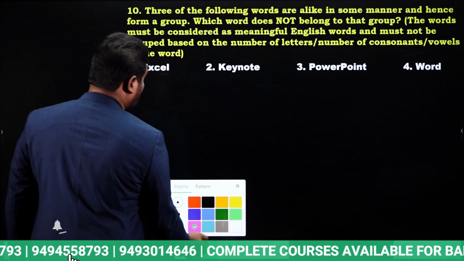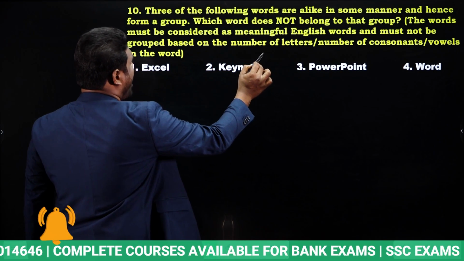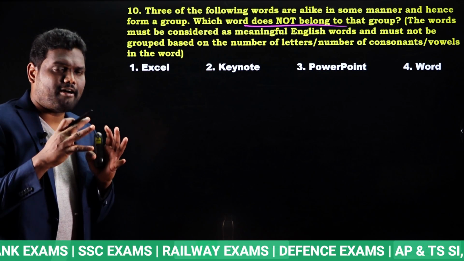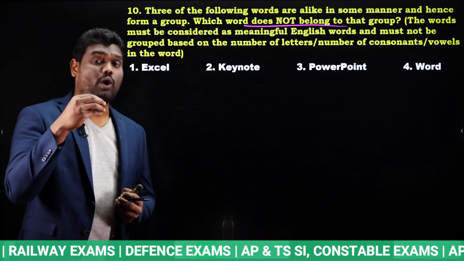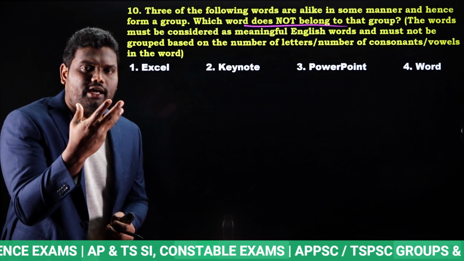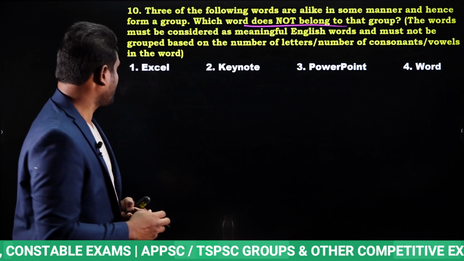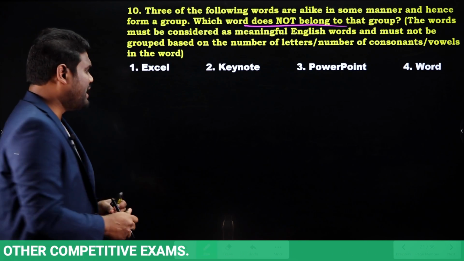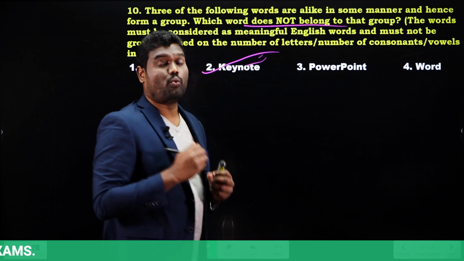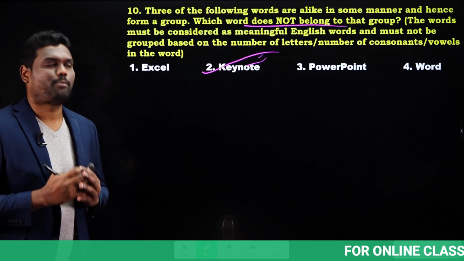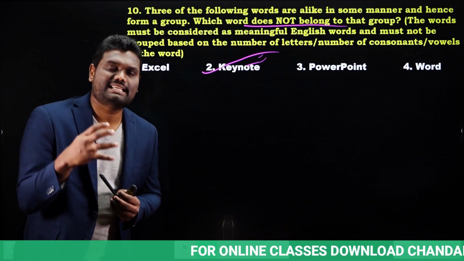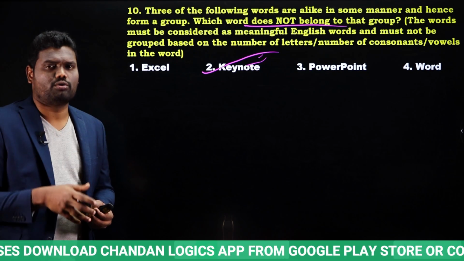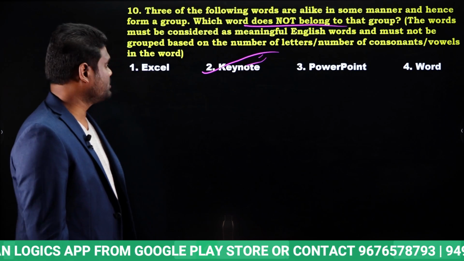Here we are asked to find the odd one, which does not belong to the group. So here we have 4 options. Out of 4 options, one option is different, odd. We need to find what that different one is. Excel, Keynote, PowerPoint, Word. It is very clear Keynote is going to be the answer. Why? Excel, PowerPoint, Word, we use these in Microsoft. Yes or no? But Keynote, do we use it? No. So what is the reason? The answer for this question is Keynote.